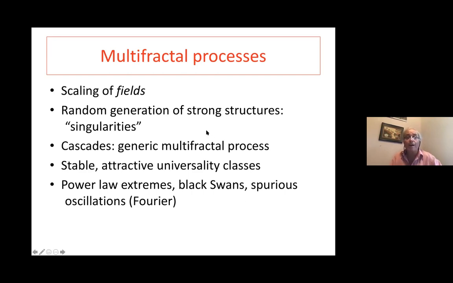We also have generically power law extremes. So these extreme events, sometimes called black swans, and these are associated with spurious oscillations, say if we go to Fourier domain. So all kinds of interesting things that I could talk about in another talk.